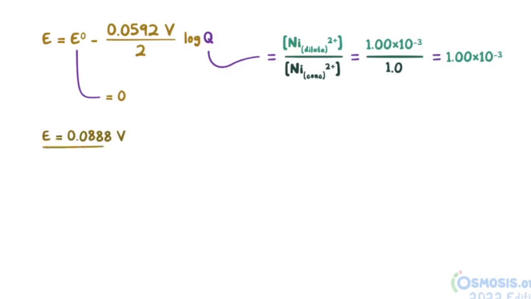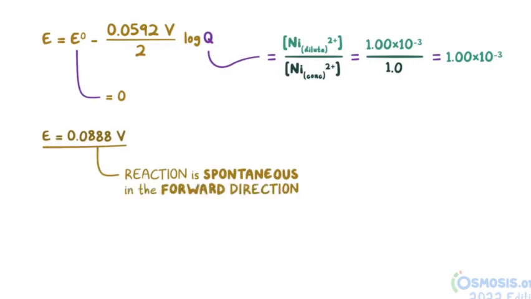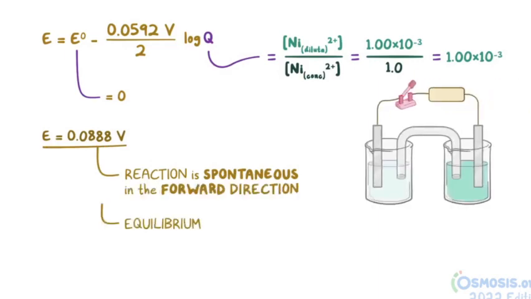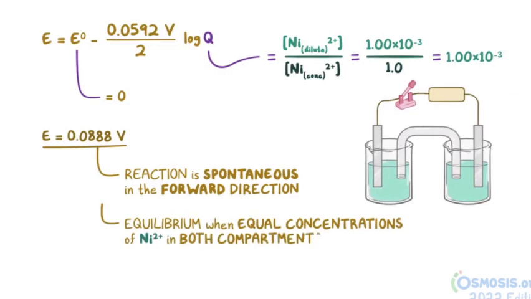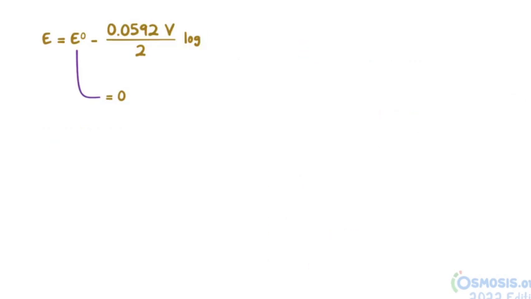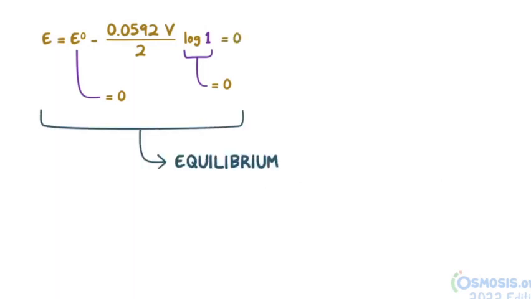Since the voltage is positive, we know that this reaction is spontaneous, or thermodynamically favored in the forward direction. Equilibrium in this situation is reached when there are equal concentrations of nickel 2 plus ions in both compartments, which makes Q equal to 1. Since the logarithm of 1 is 0, when you plug Q equals 1 into the Nernst equation, the instantaneous voltage drops to 0, and you've reached equilibrium.